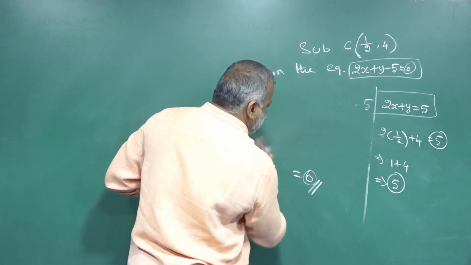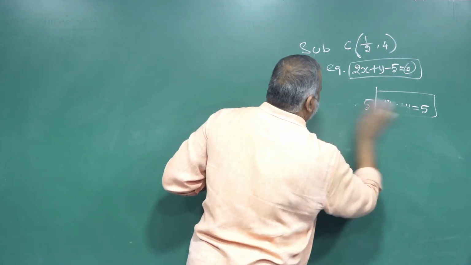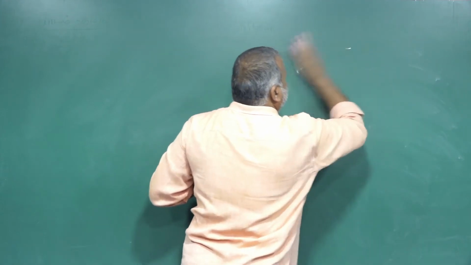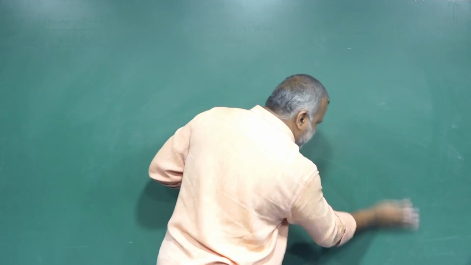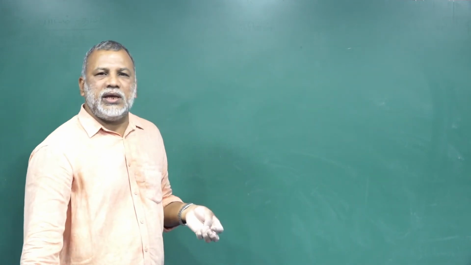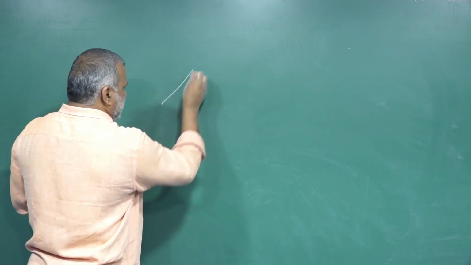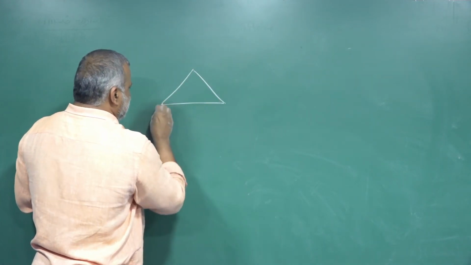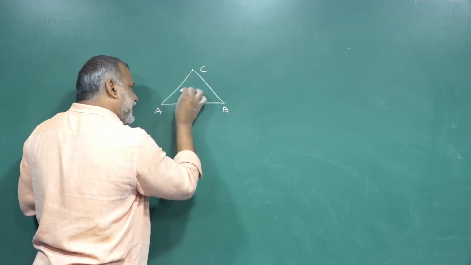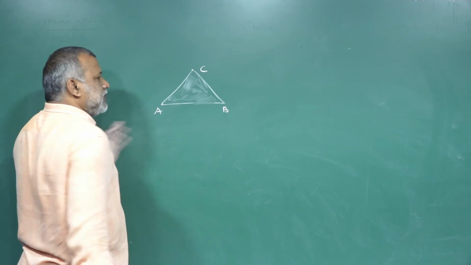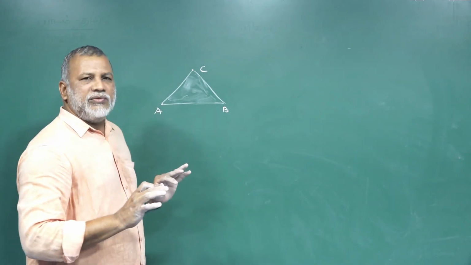Use any other method. The other method is one you already used in your lower classes: if the area of the triangle formed by the given 3 points is 0, then we can say the given 3 points are collinear. For example, I am drawing a simple diagram. See, A, B, C. It must contain some area; this is called the area of the triangle.